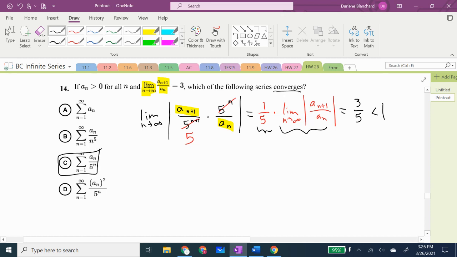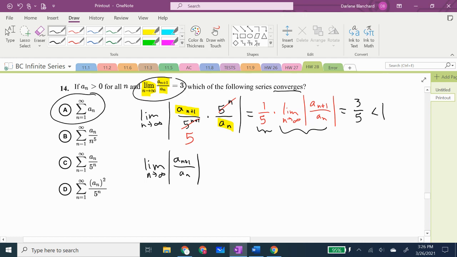So that is C. If you want to see why the others don't work, throw each of them into the ratio test. So I'll go ahead and show that. If I'm looking at A, then I'm literally asking limit as n approaches infinity of the n plus 1th term over the nth term. That's 3. That's greater than 1. Ratio test says diverge out.